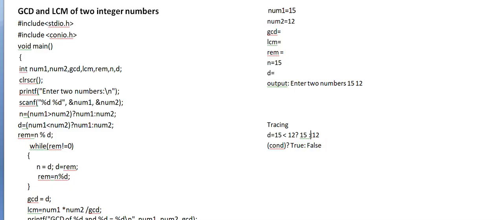So what does the second part consist of? It consists of 12. So d will hold the value 12. Clear, friends? Okay, I will go to the next. So remainder equals n divided by d.